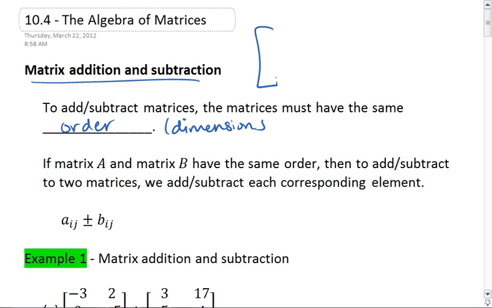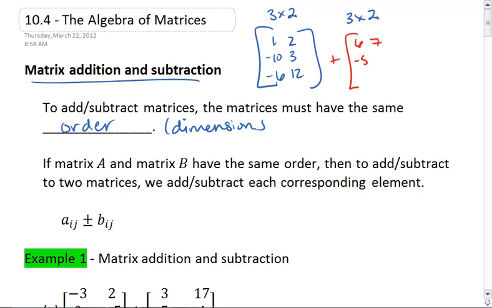So if I have, we'll say, 1, 2, negative 10, 3, negative 6, 12, a 3 by 2 matrix, I can only add this to another 3 by 2 matrix. Same thing with subtraction. What we find then, and so let's give us another matrix, we'll add them together. Say 6, 7, negative 5, negative 8, 1, 2.